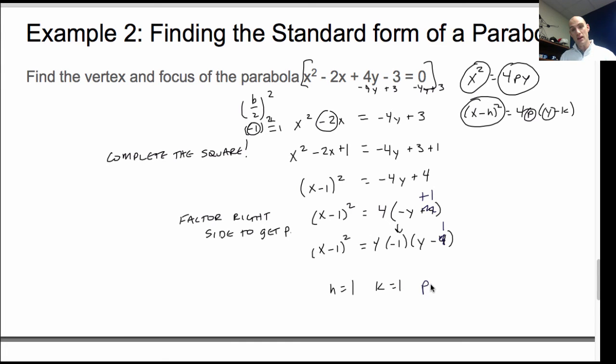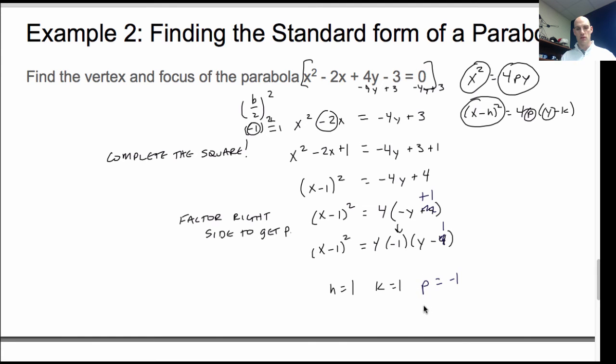And now my p is negative 1 right here. Well, what does that tell us? That tells me where the vertex of my parabola is. And it also tells me where my focus is going to be, because it's going to be 1 unit away from my vertex. It also tells me where my directrix is going to be, because p tells us the distance to the directrix. Okay, and so from there we could graph all of this. So the focus and the vertex are given in this equation. We just had to do a little bit of work to get there.